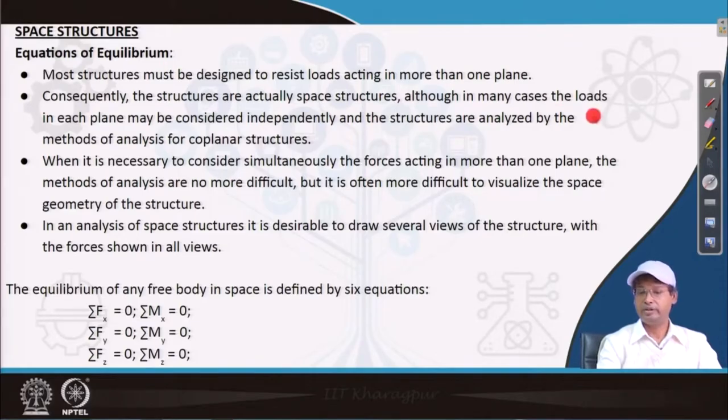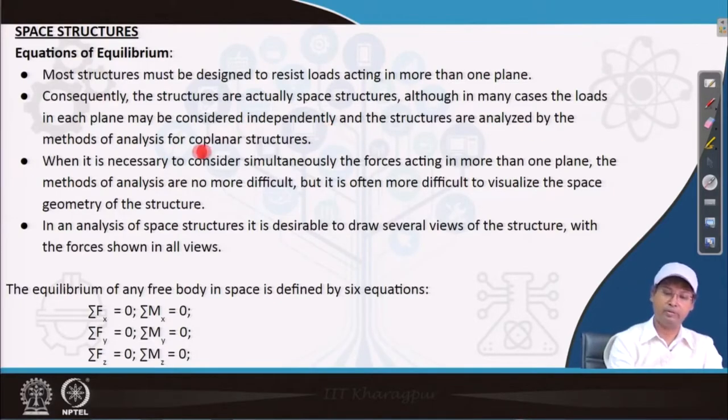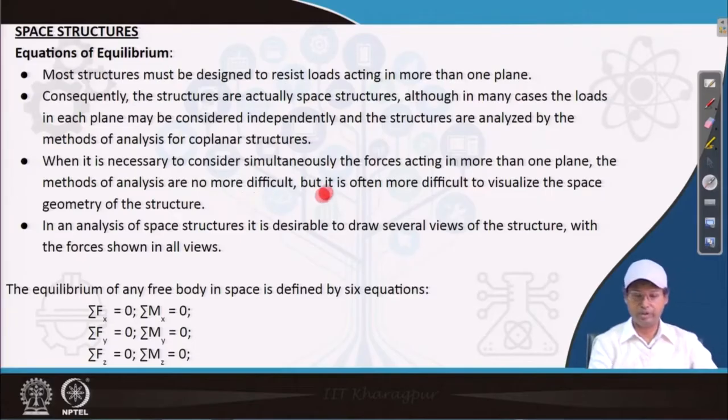Although in many cases the loads in each plane may be considered independently and the structures are analyzed by the method of analysis of coplanar structures. So, this is important. We many times try to reduce the problem for understanding and we solve it in this way. When it is necessary to consider simultaneously the forces acting in more than one plane, the methods of analysis are no more difficult, but it is often more difficult to visualize the space geometry of the structure.